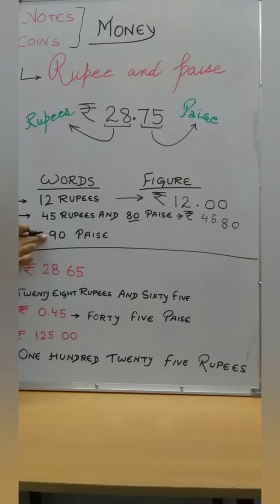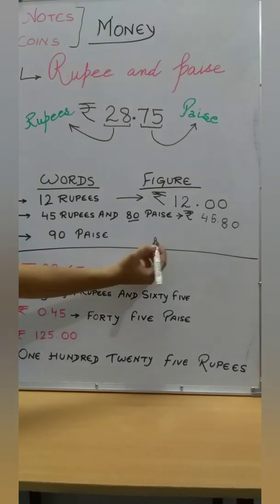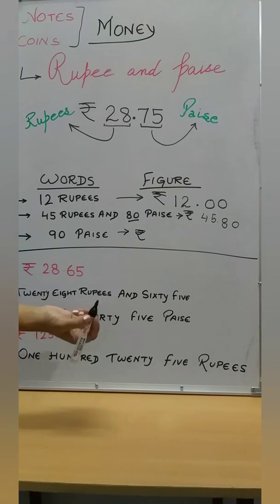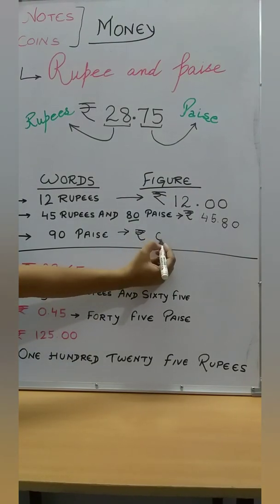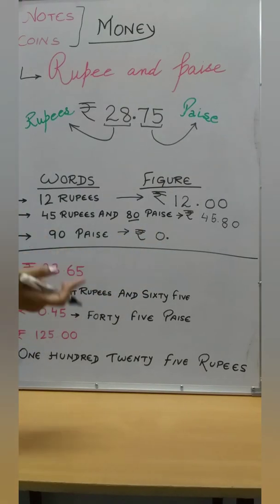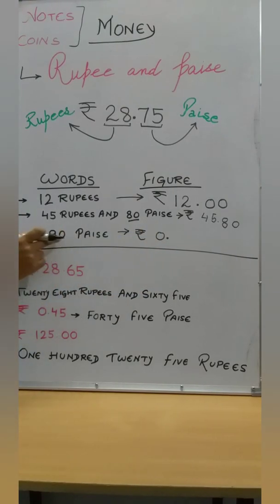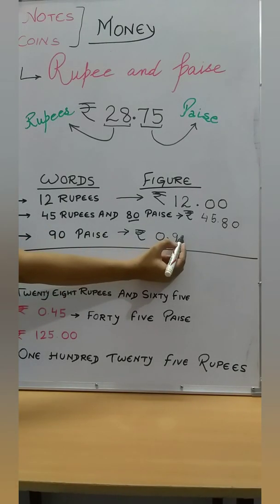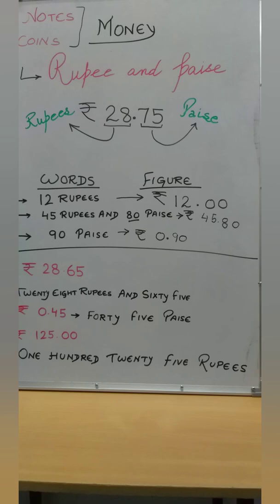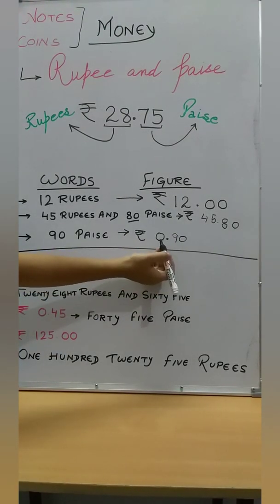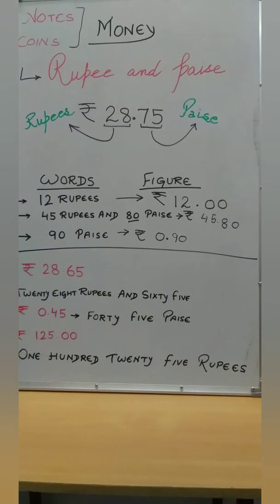In this, rupees is not written. It means 0 rupees is there. So first of all we will put the rupee symbol. We have 0 rupees. Then after the dot what will come? Paise. So here we have 90 paise, so we will write 90 here. So how to read it? It is 90 paise only.